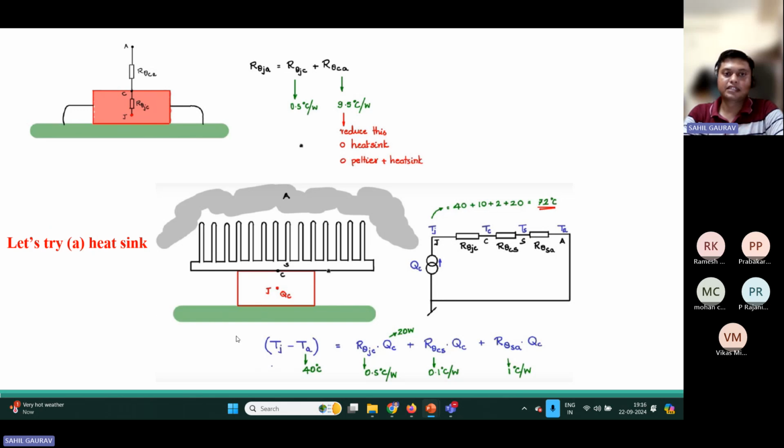If you have used this heat sink over this element, then you can make the thermal visualization of this circuit. So R theta JC will come, that is the thermal resistance between junction and case, then the thermal resistance between case and sink is denoted as R theta CS, and from the sink to ambient we denote the thermal resistance as R theta SA. Based on the design of this heat sink, you can reduce this thermal resistance.